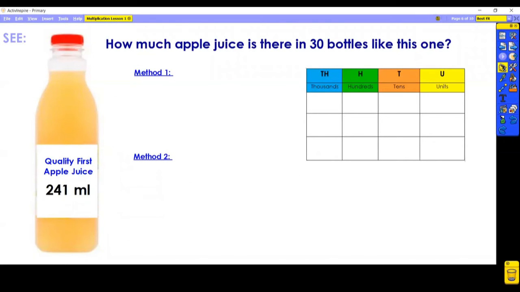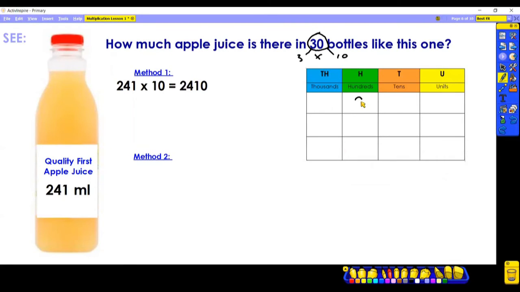Okay, did you work it out? I'm going to show you how I would solve this one. Okay, so the first thing that I worked out was that 30 is the same as 3 times 10, which is really going to help me to solve this question. The first thing I need to do is work out what 241 times 10 is. I could use the place value grids to help me, and I could move the numbers along to work out that 241 times 10 is the same as 2,410.